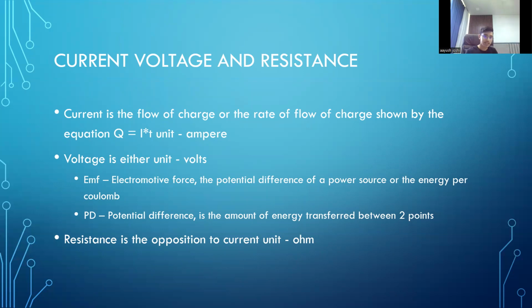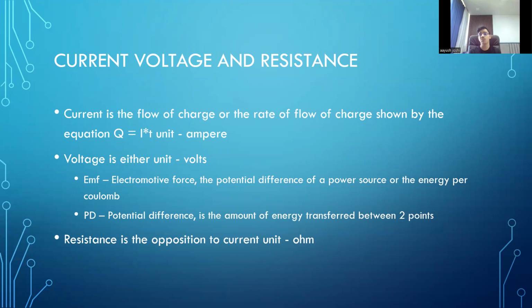Voltage is either EMF, which is electromotive force, the potential difference of a power source, which means the potential difference in a battery or a cell, which is the energy per coulomb. This is an equation that you need to use, which is V is equal to E upon Q, which is energy per coulomb. Q you use as a symbol for equations. I for current, Q for coulombs, and V for volts.